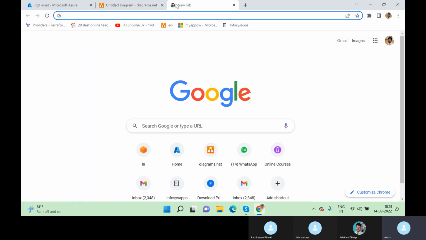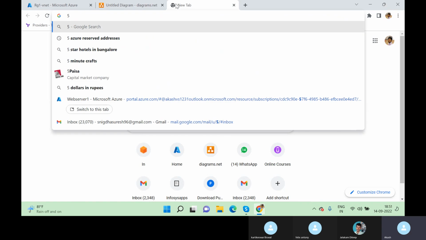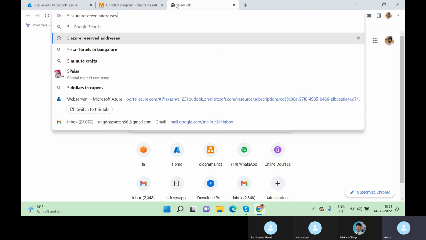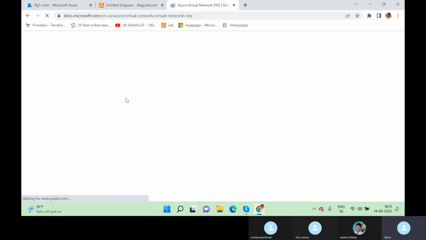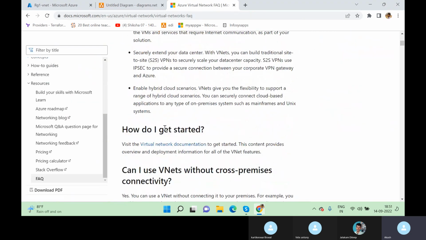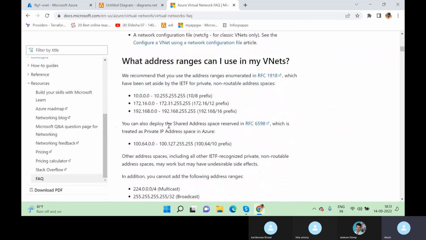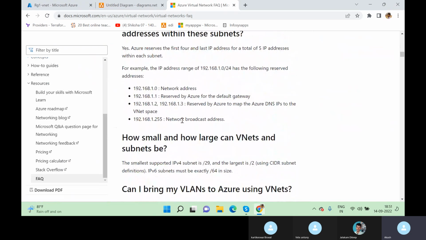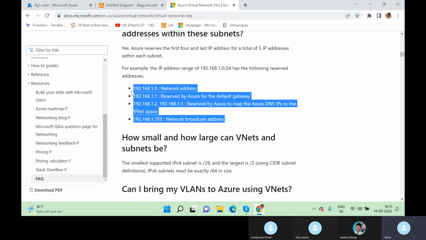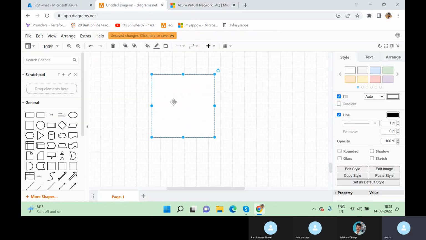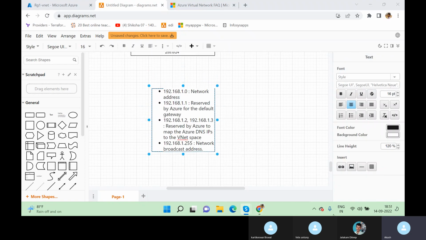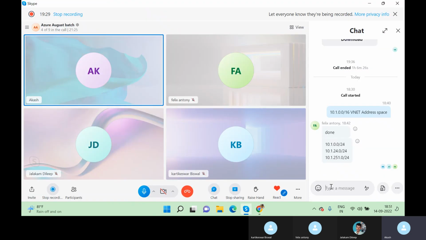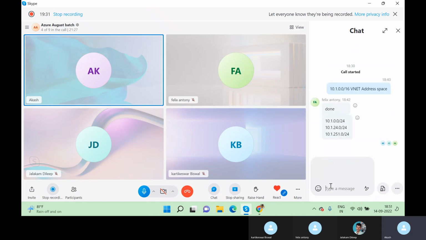I'll help you with that. So 5 Azure reserved addresses. First 3 IP addresses and last 2 IP addresses. Sorry, first 4 and the last one is reserved by Azure. In every subnet, whatever subnet you have, the first 4 IP addresses of the subnet and the last IP of the subnet is reserved.